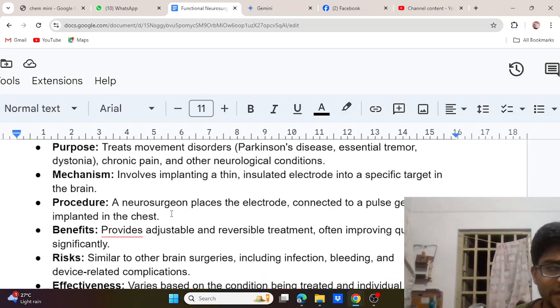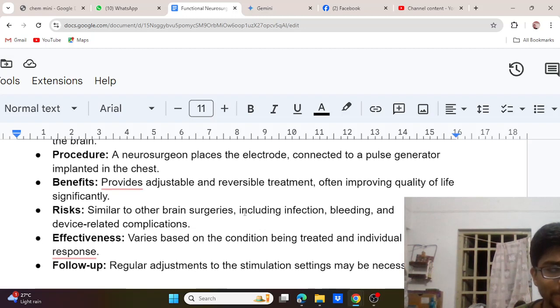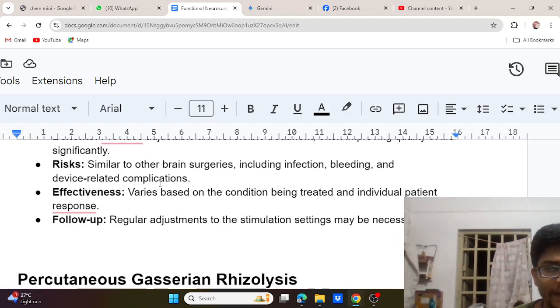In deep brain stimulation, we place an electrode which is connected to a pulse generator implanted in the chest, and this electrode gives signals to the specific target of the brain. So effectiveness is variable depending on the individual patient response.